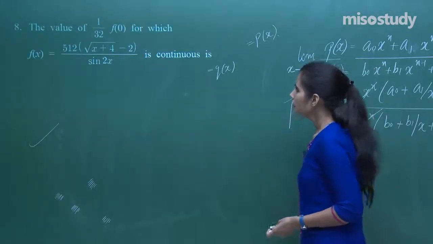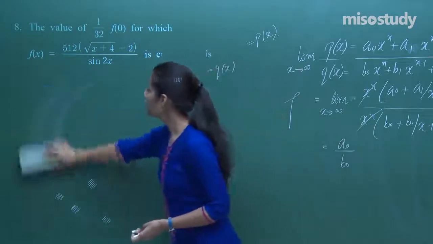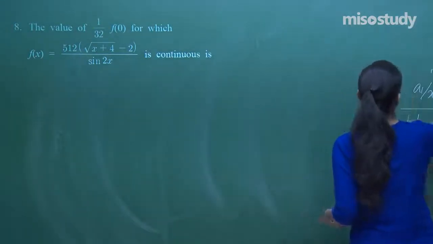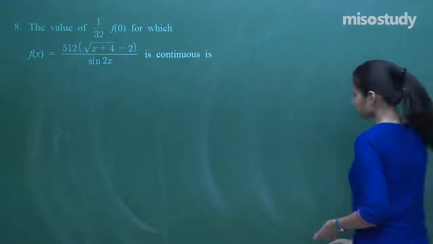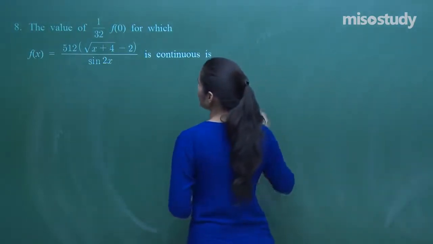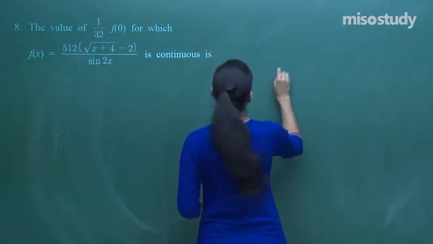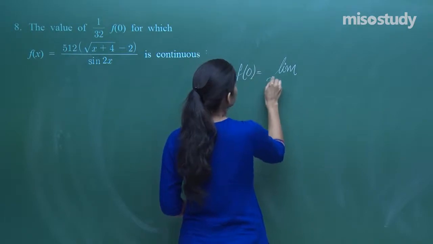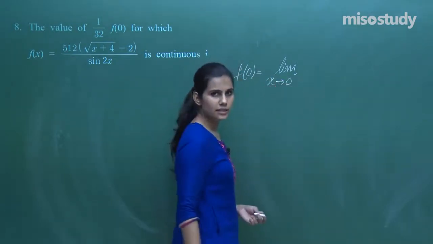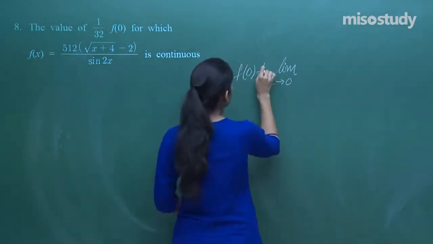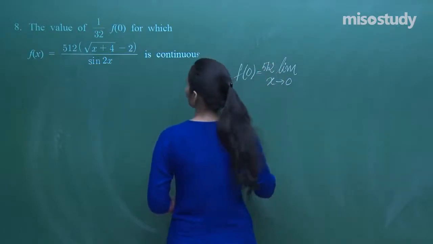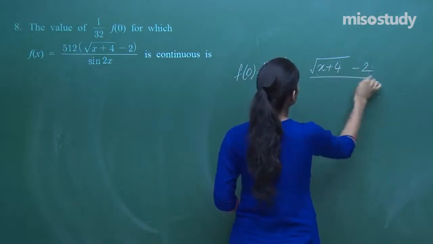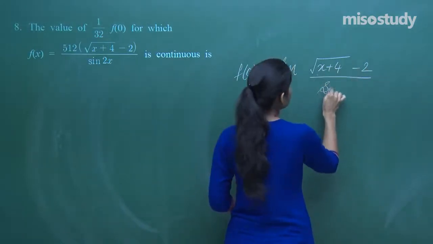We have the value of 1 by 32 times f of 0 for which f(x) is continuous. What is it? Let's see. Here I am saying f of 0 will be limit x tends to 0 f of x, this is the value we are evaluating. f of x is 512, so 512 straight away will come out. You are left with under root x plus 4 minus 2 whole upon sine 2x.